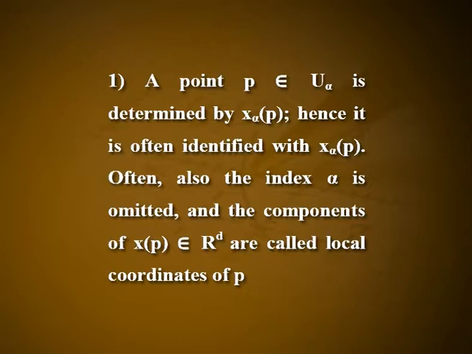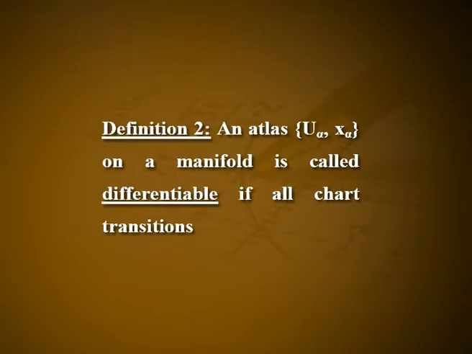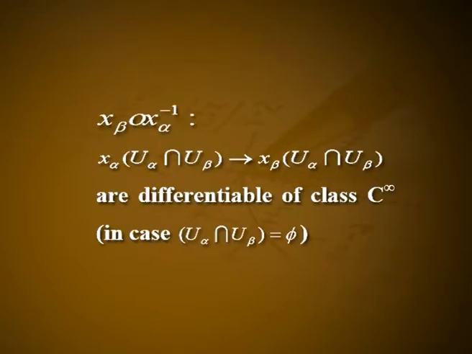Often also the index alpha is omitted and the components of x(P), an element of R^d, are called local coordinates of P. Any atlas is contained in a maximal one, namely the one consisting of all charts compatible with the original one. Definition 2. An atlas (U alpha, x alpha) on a manifold is called differentiable if all chart transitions x beta composed with x alpha inverse, mapping x alpha of (U alpha intersection U beta) to x beta of (U alpha intersection U beta), are differentiable of class C infinity in case U alpha intersection U beta is not an empty set.